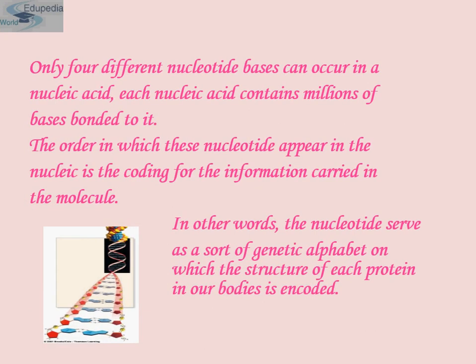Only 4 different nucleotide bases can occur in a nucleic acid. Each nucleic acid contains millions of bases bonded to it. The order in which these nucleotides appear in the nucleic acid is the coding for the information carried in the molecule. Okay. In other words, the nucleotides serve as a sort of genetic alphabet on which the structure of each protein in our bodies is encoded.